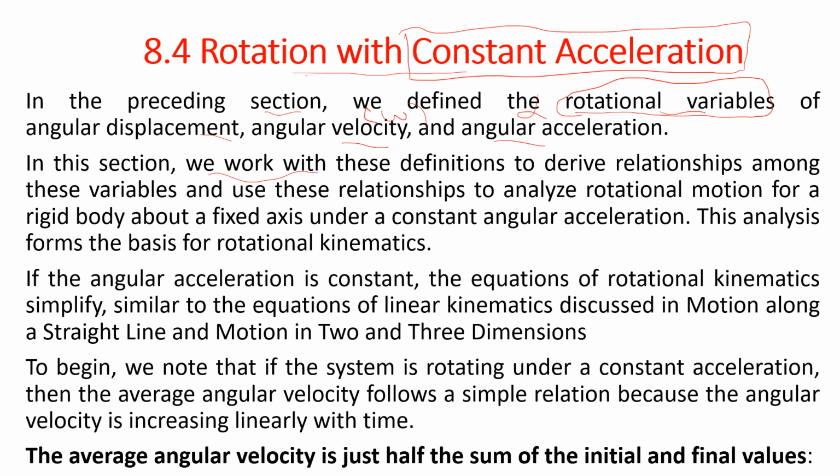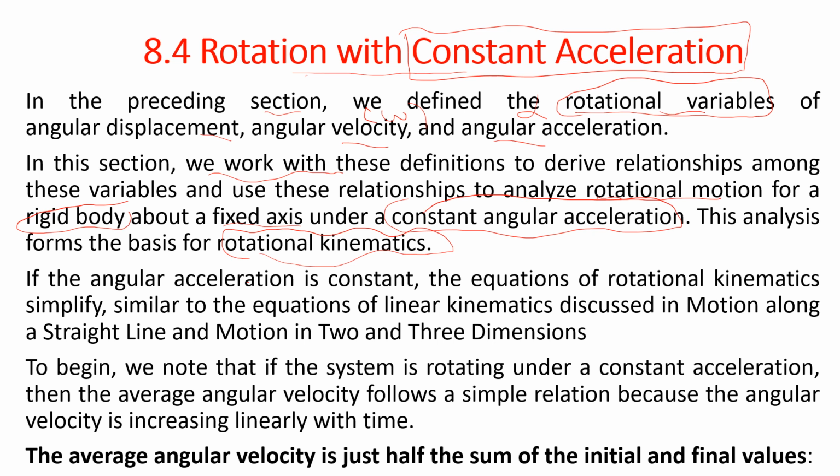In this section, we work with these definitions to find relationships among these variables and use these relationships to analyze rotational motion for the rigid body. We know the rigid body is the body having an equal distance between any two points. So, about a fixed axis under a constant angular acceleration, this analysis forms the basis of rotational kinematics.